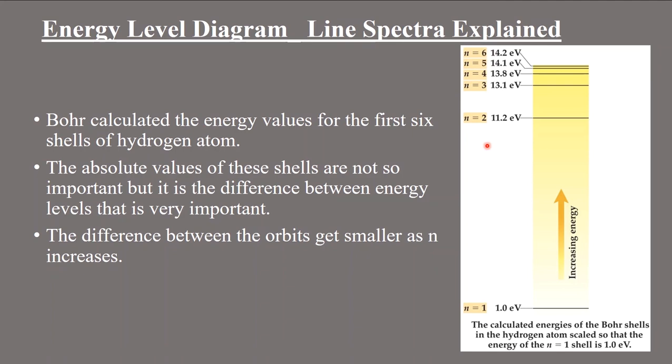From this energy level diagram, you can find energies of electrons as well. For instance, if the electron is in the first shell, it will have the energy of 1 electron volt. If the electron is in the second shell, it will have the energy of 11.2 electron volt. An electron in the third shell will have the energy of 13.1 electron volt. And the difference in energies between these two shells is the energy that is required to move an electron from one shell to another shell.